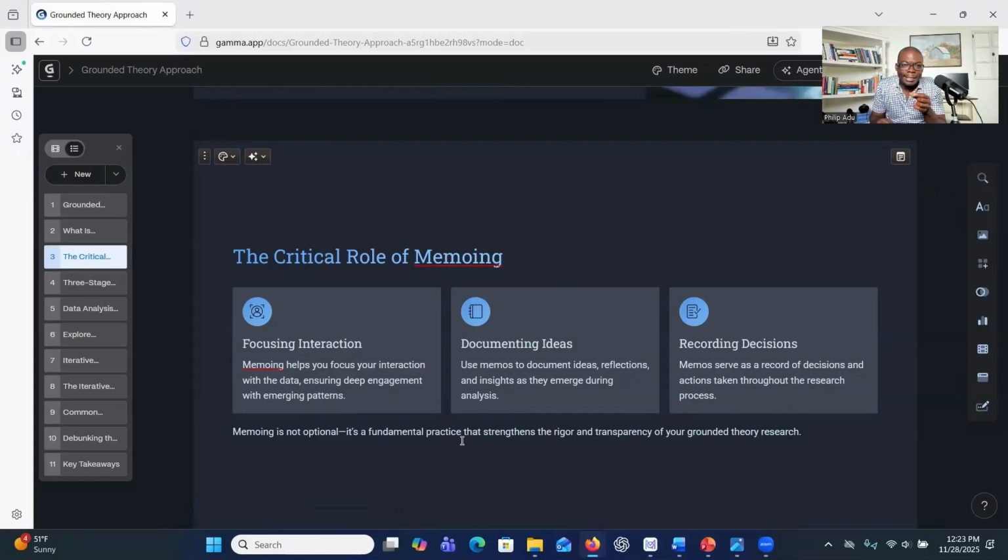So when you are analyzing the data, many issues come into mind, many great pieces of information come into mind, but you don't want to stop and focus on the great information. So you want to document that.